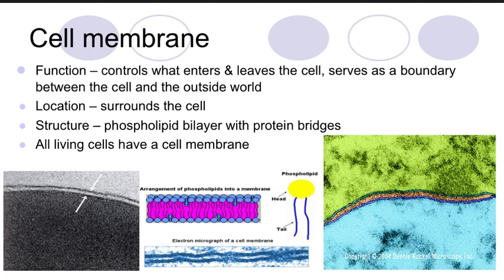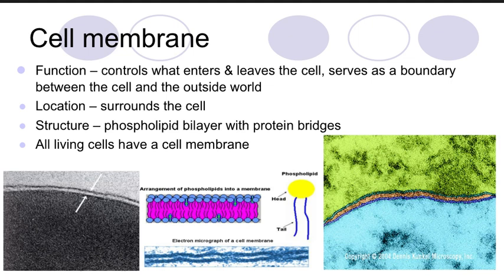So we're going to start with the outside and then move inward. The first one here is a cell membrane. Sometimes this is also called the plasma membrane. As its function, it's going to control what enters and leaves the cell. It also serves as the boundary between the cell and the outside world. As far as location goes, obviously it's going to surround the outside of the cell, right? It's the boundary between the cell and the outside world.